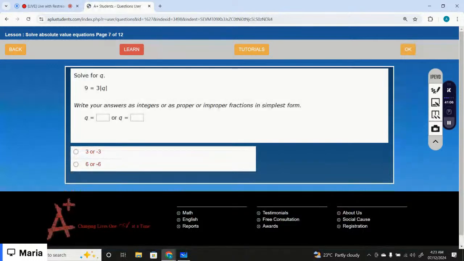Solve for q, which is the correct option. That is 3 or -3. Option number 1 is the correct option.